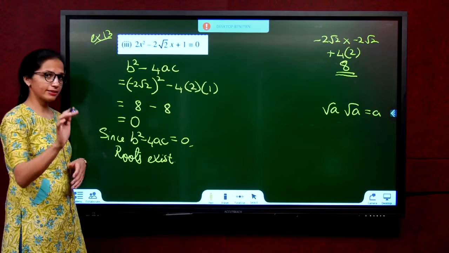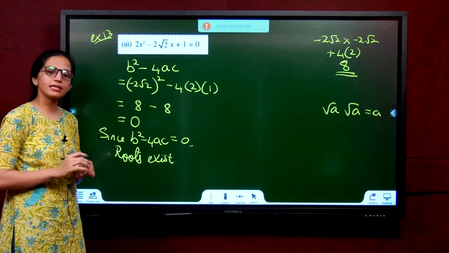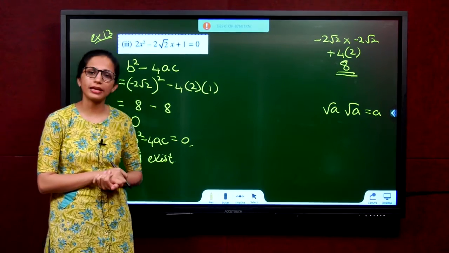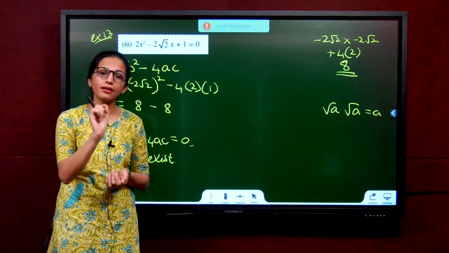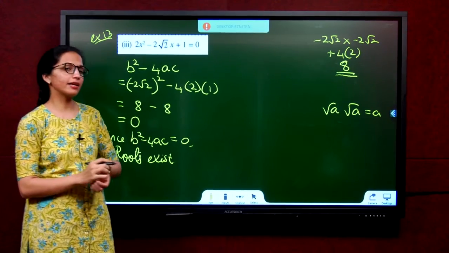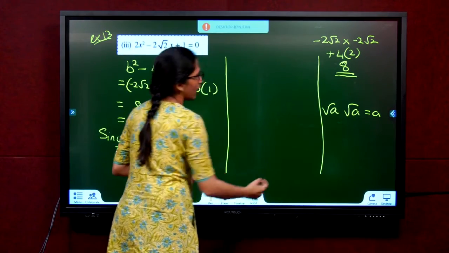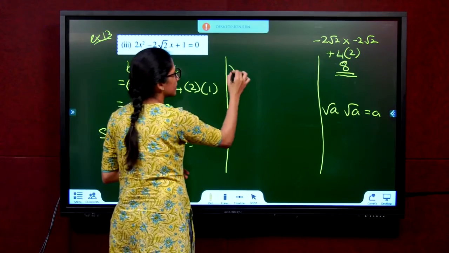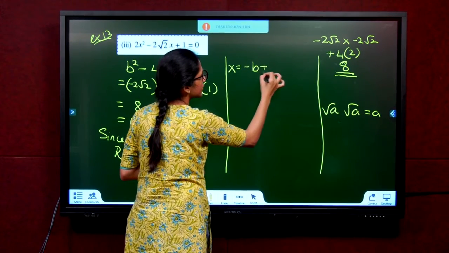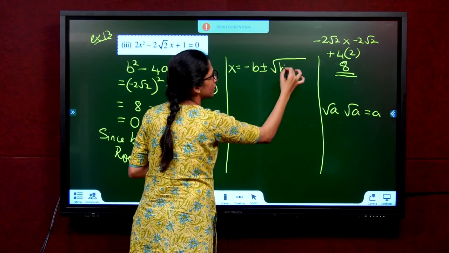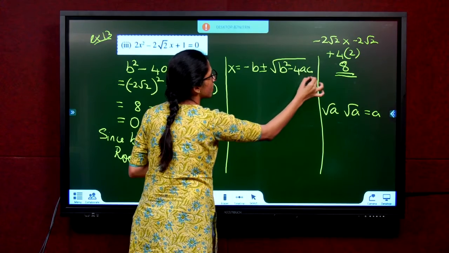Let us just revise. When b square minus 4ac is equal to 0, what kind of roots do we expect? We expect real and equal roots. Let us see if our answer gives us real and equal roots. So now applying the formula, x is equal to minus b plus or minus root of b square minus 4ac by 2a.